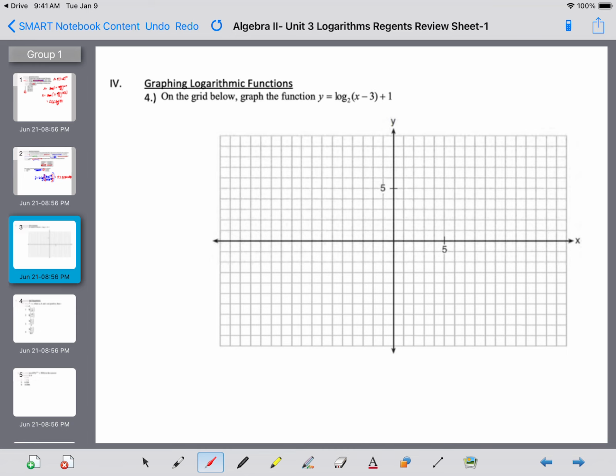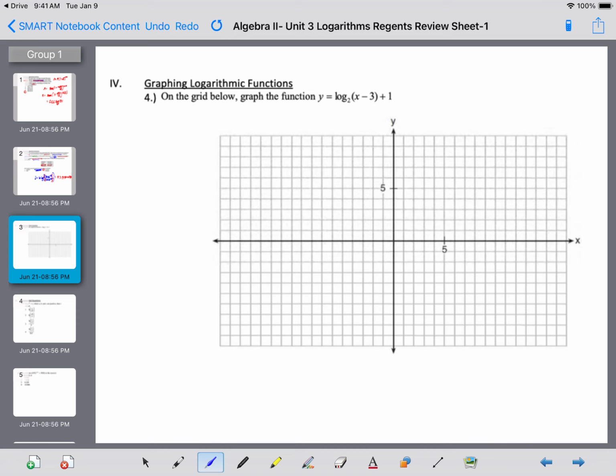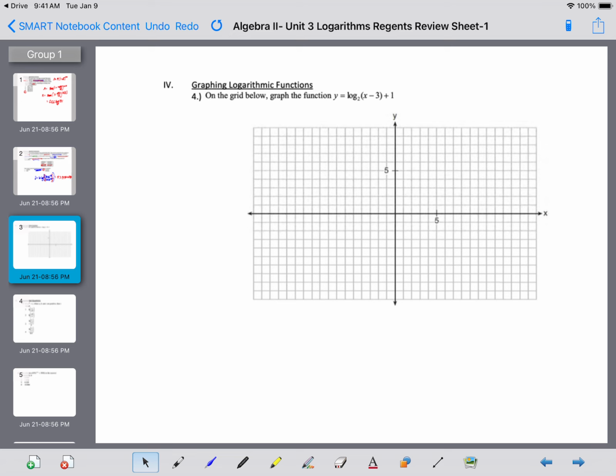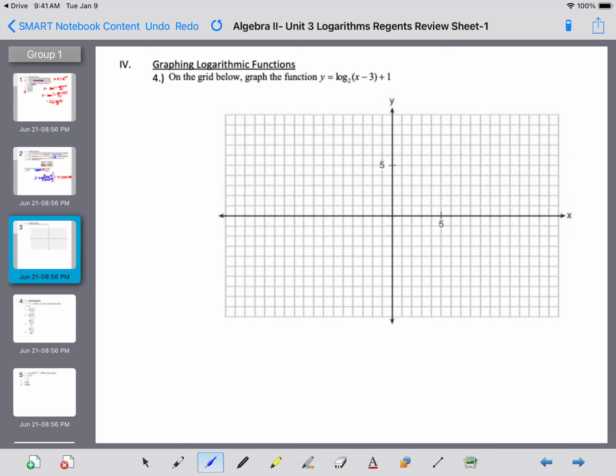Now for graphing logarithms, there's really two things I could teach you. I could teach you how to do it in the calculator, which you're going to do, so we'll focus on that first. But if you don't have a calculator, I'll also teach you how to do it without a calculator. So, first with the calculator.